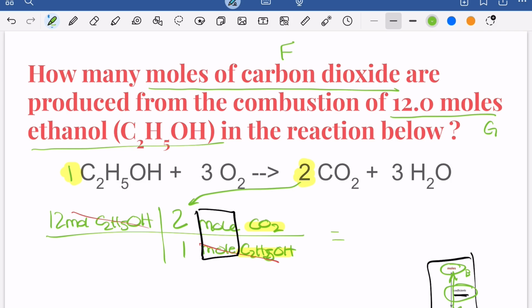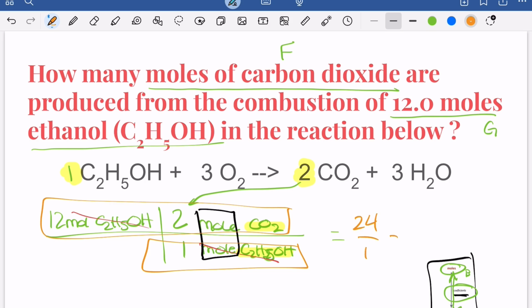So just like you've been doing, we're going to multiply across the top: 12 times 2, bring over the bottom. So 12 times 2 is 24, divided by 1, I have 24 moles of carbon dioxide. That's your final answer. So if anything, this is really almost simpler than what you've been doing. We're just looking at the mole-to-mole ratio. So remember that you've got to use your coefficients for your conversions.